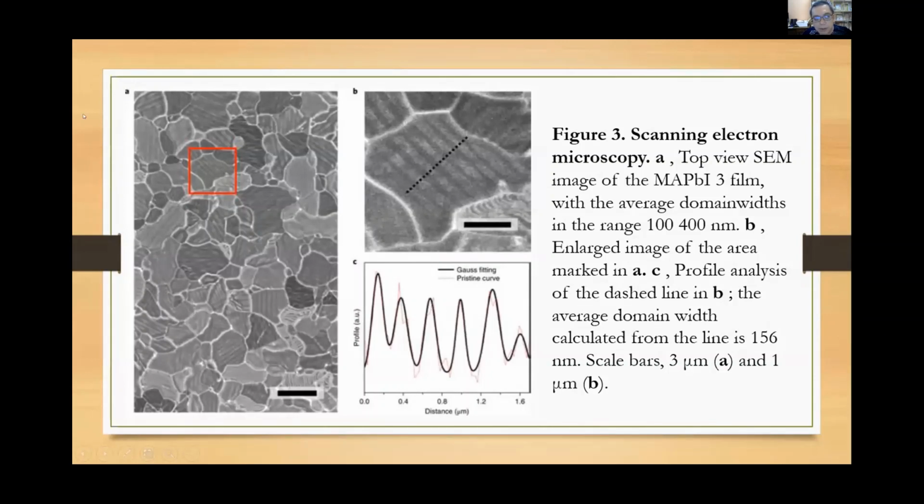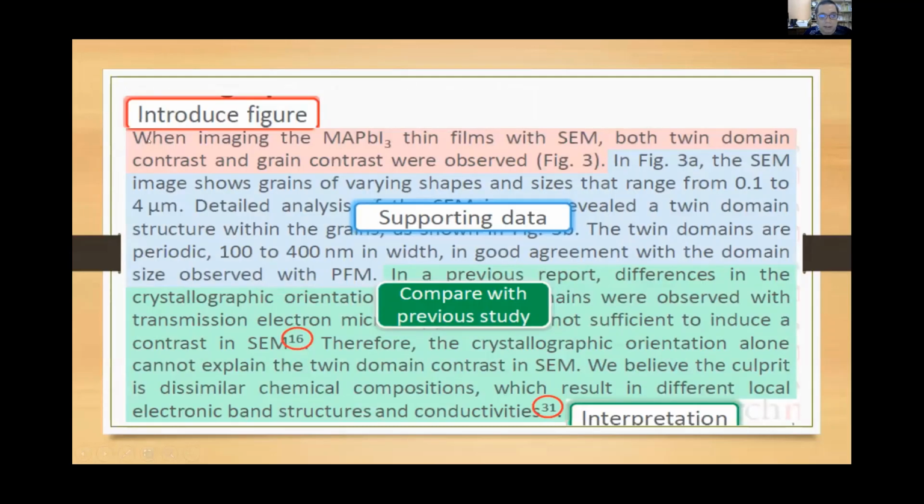So you can see that the same thing for the discussion. You have an introduction sentence to explain what figure 3 is about. Then your further supporting data to elaborate more about figure 3, what figure 3A and 3B are about, the major supporting elaboration. Then the discussion part, interpolation, where you compare with the previous study.